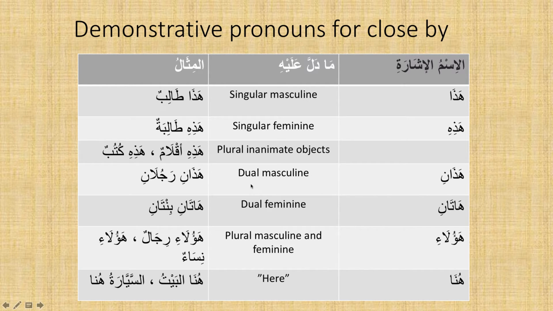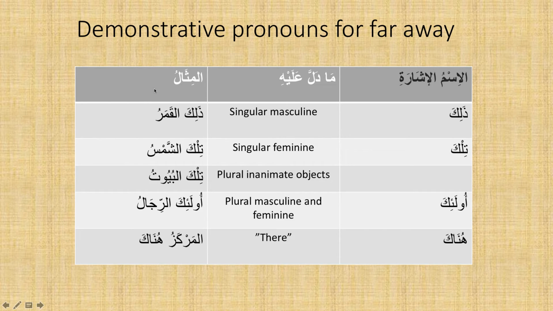هذان is used to refer to dual masculine. For example, هذان رجلان. هاتان would be used to refer to dual feminine. For example, هاتان بنتان. هؤلاء would be used to refer to plural masculine and feminine. For example, هؤلاء رجال. Those are men. هؤلاء نساء. Those are women. هنا translates to here. So we would say هنا البيت. The house is here. السيارة هنا. The car is here.